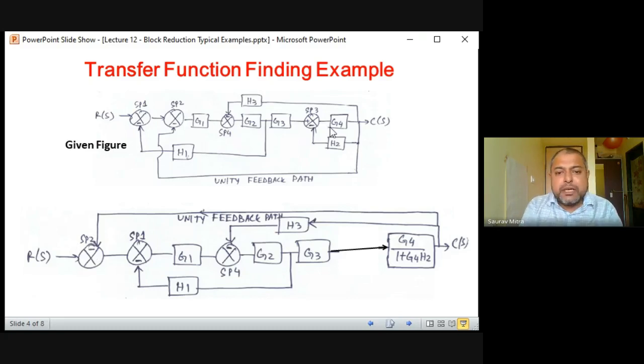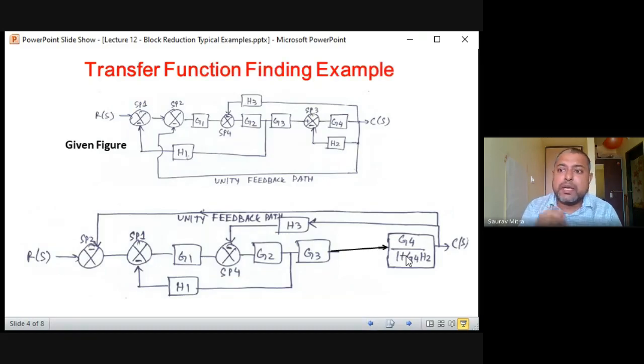Now what we can do is solve this G4H2 loop. It is a negative feedback, so G4 divided by 1 plus G4H2. This is what is becoming. Now this G3 is there. So G3 and G4 by 1 plus G4H2 become a cascade, and you can very easily multiply that. So this becomes G3 G4 divided by 1 plus G4H2.